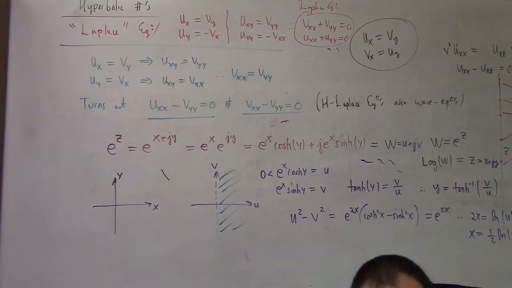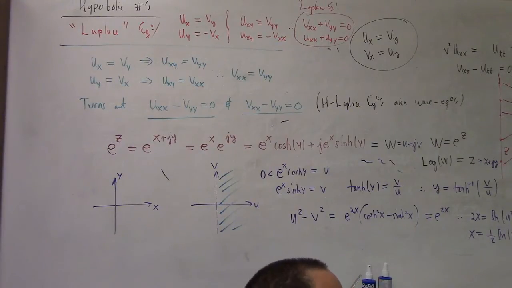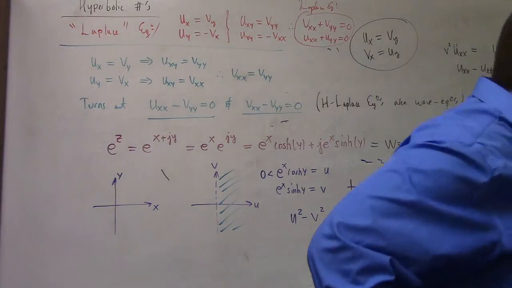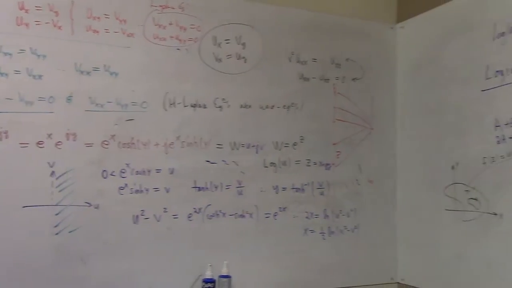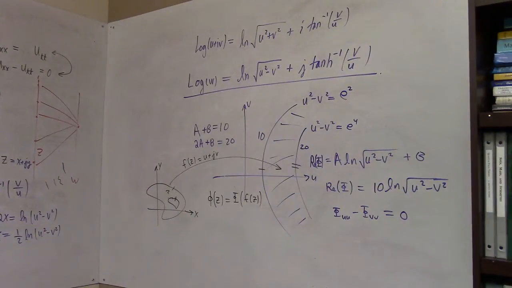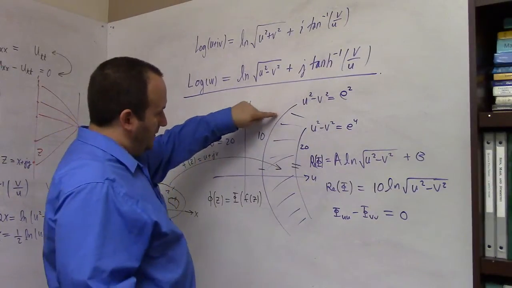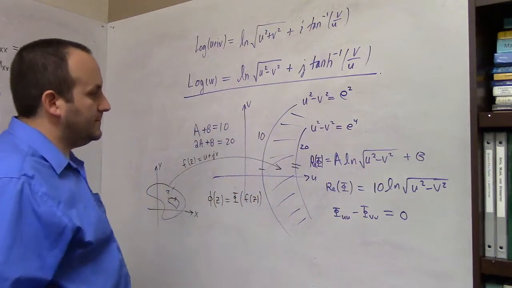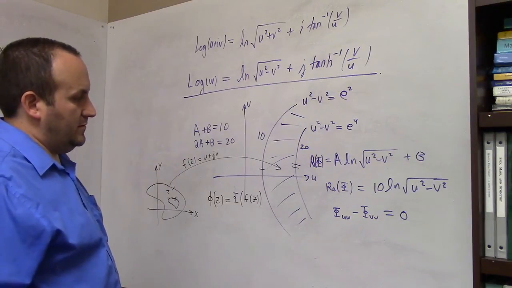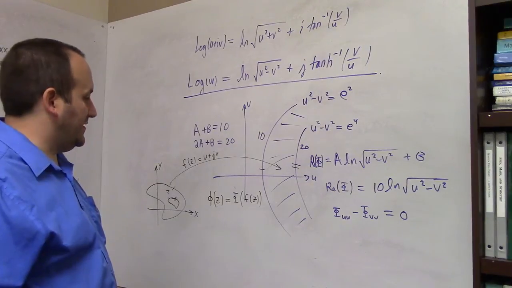All right, so you guys want to pick at the hyperbolic calculus some more? Sure. Let's try. Just to remind myself what we did, we found a solution to phi_uu minus phi_vv equal to 0 that had 10 on this hyperbola and 20 on that hyperbola, using 10 natural log of the square root of u squared minus v squared, as it happens.